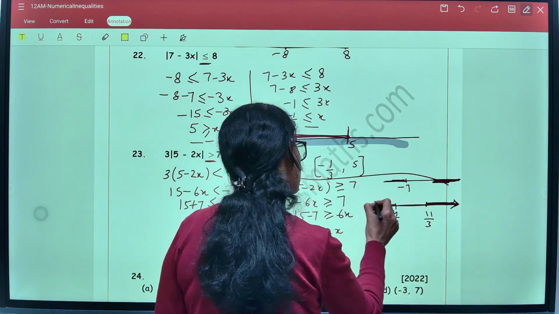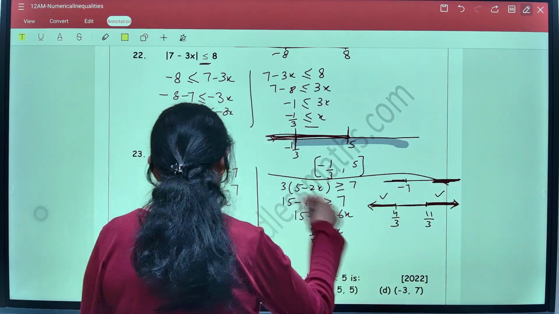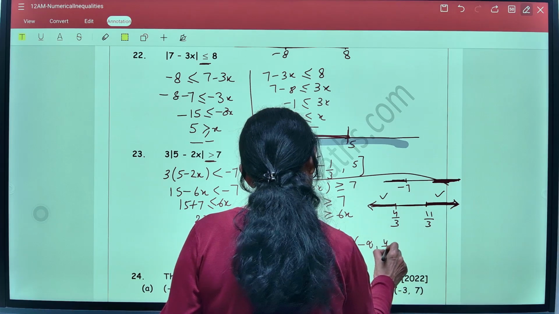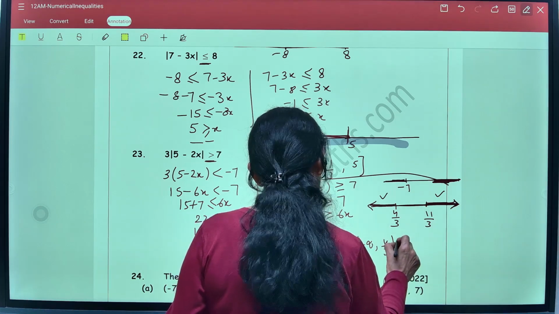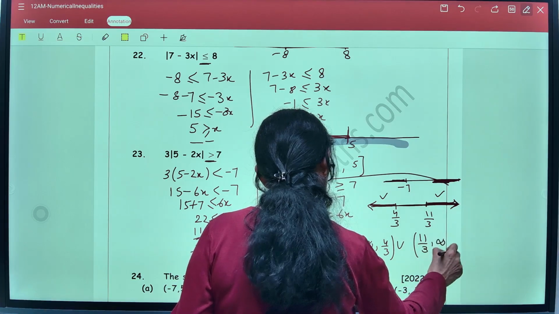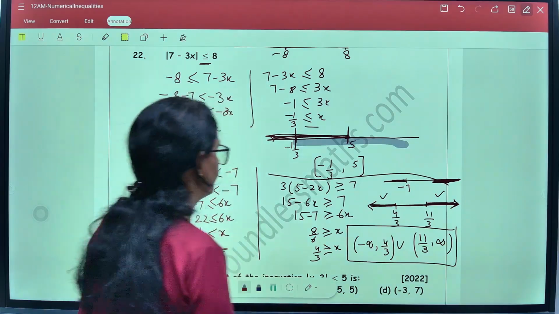Less than 4 by 3 means this area of the number line. So the solution set is going to be the union of these two. So how do we write that? Minus infinity till 4 by 3 and then union of 11 by 3 till infinity. So this is the final answer for this modulus inequality.